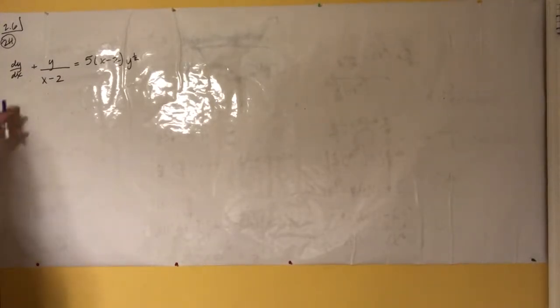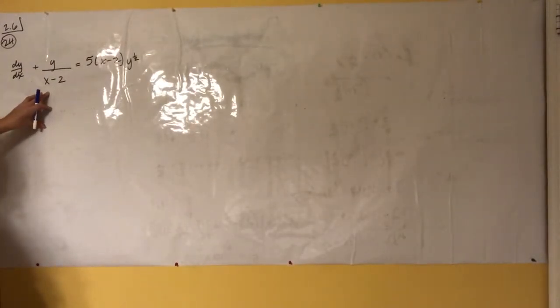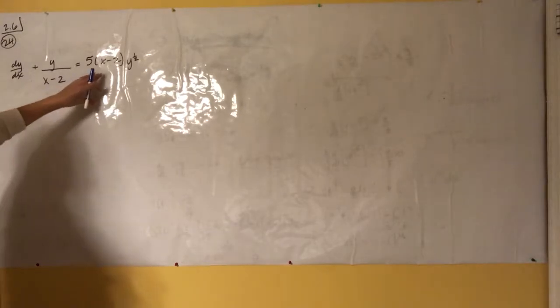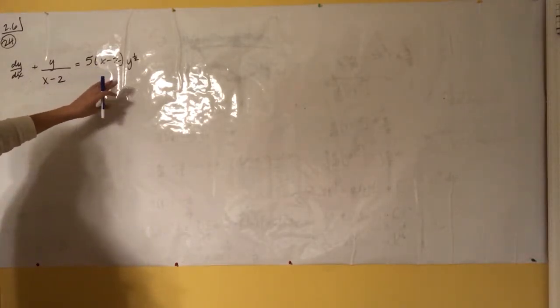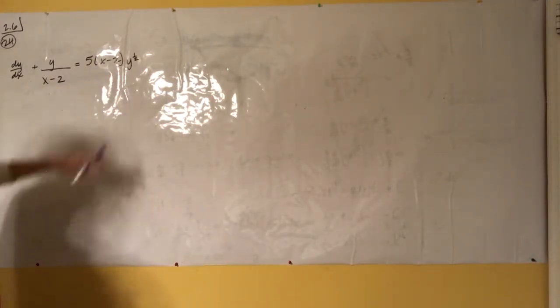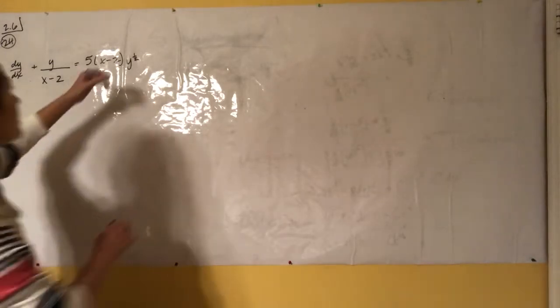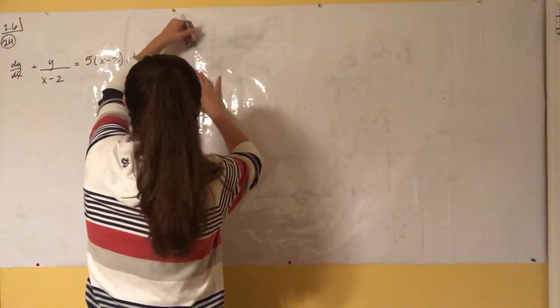This is from section 2.6, number 24. dy/dx plus y over x minus 2 is equal to 5 times the quantity x minus 2 times y to the 1/2. This is going to be another example of a Bernoulli equation. How do we know that? Alright, so this is a Bernoulli equation.